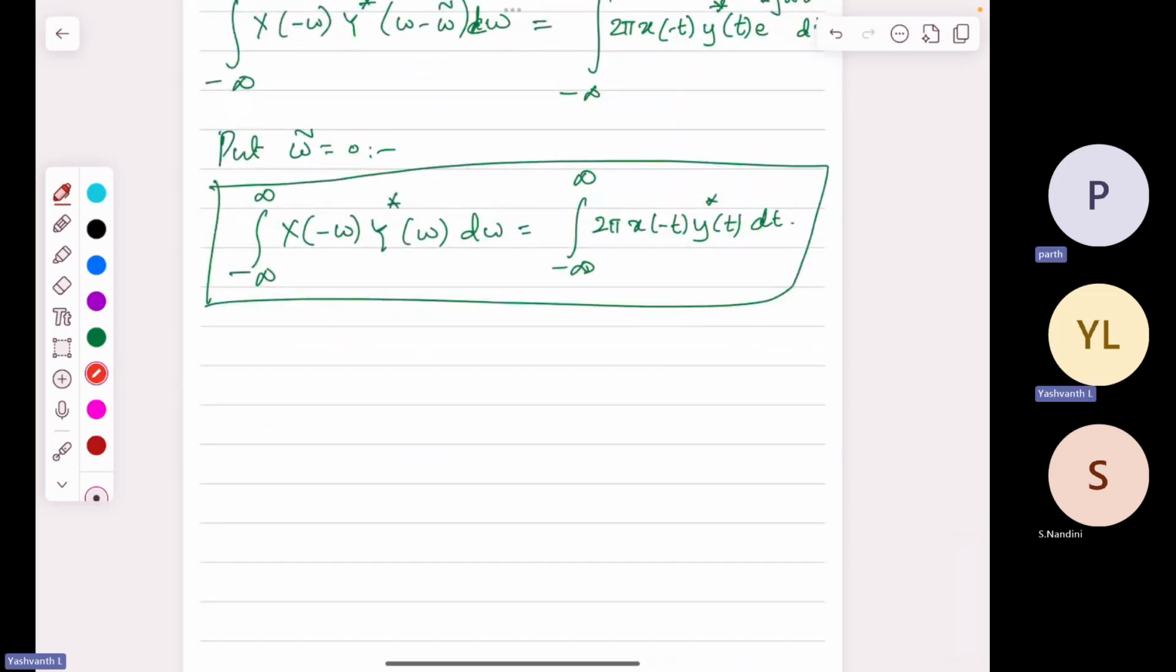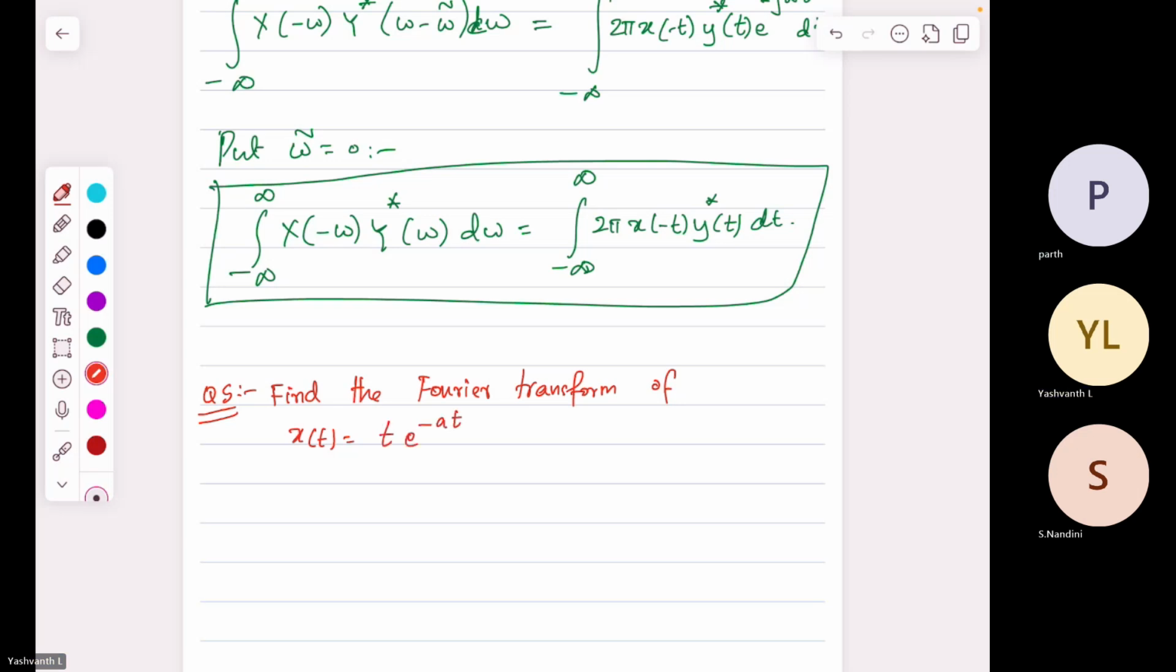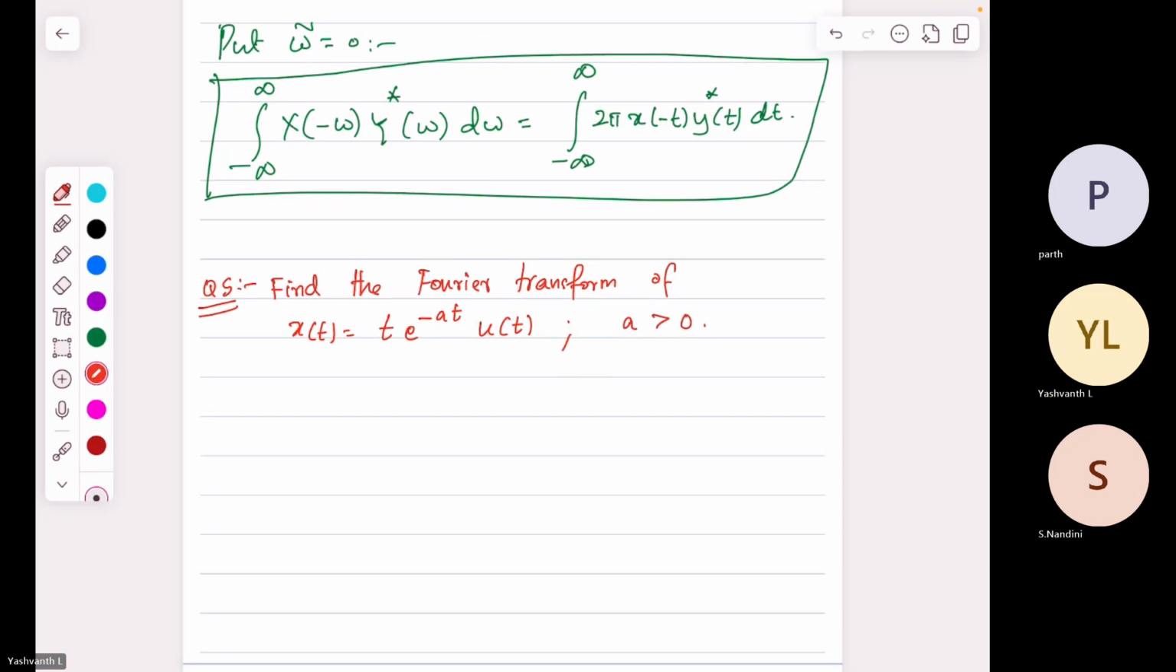Fine. Now question number 5 for today. Great that we're going at a good speed today. So find the Fourier transform of x of t equal to t into e power minus at u of t, where a is a number greater than 0, a real positive number. It's a simple problem with just an application of the properties of the Fourier transform.